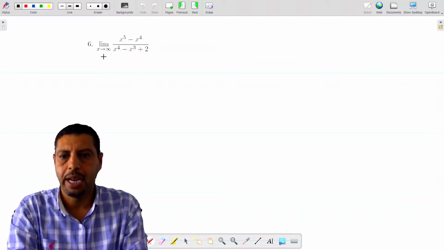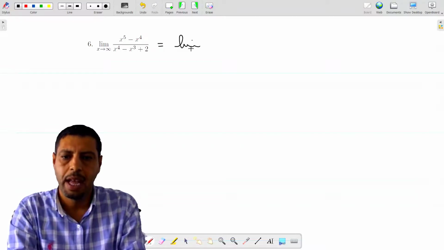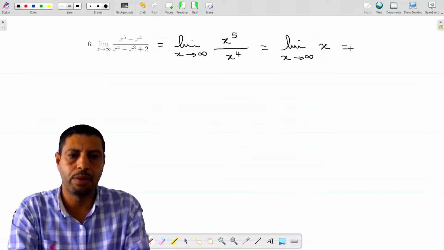Next one, the limit, again, at infinity of a rational function. Again, here we're gonna use the leading terms rule. So it's the limit as x approaches infinity of x to the power of 5 in the numerator, and the leading term in the denominator is x to the power of 4. Of course, here we can cancel the x to the power of 4 because it's a common factor. So we're gonna get the limit of x as x approaches infinity. And obviously, this limit is equal to infinity. Next one.